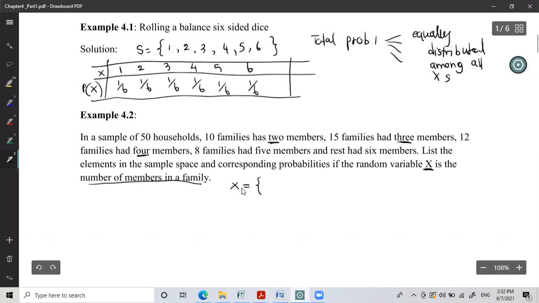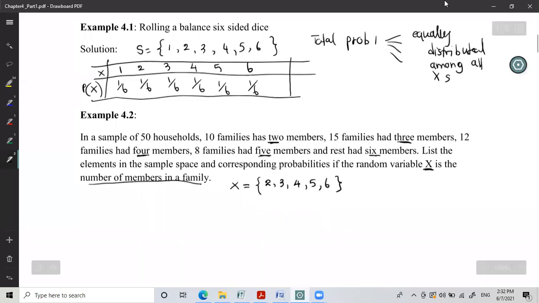Then you have 4 members, 5 members, 6 members. So what are the possible values of X? 2, 3, 4, 5, and 6. So in this sample, there are no families with more than 6 members. And you know, if you need a family, at least 2 members should be there, right? One individual, you cannot say it is a family. So actually it's 2. Now let's try to find the probabilities.